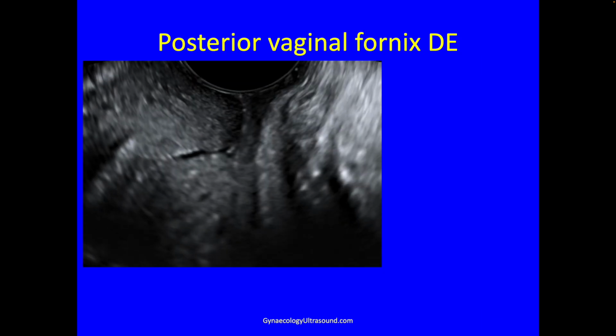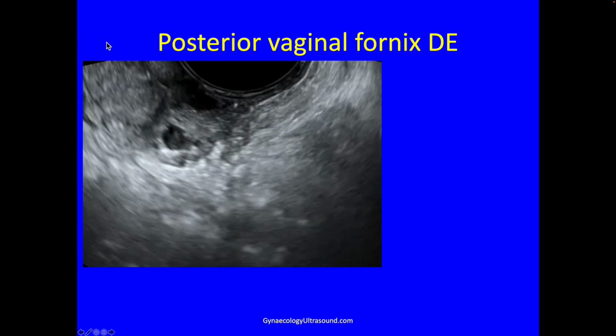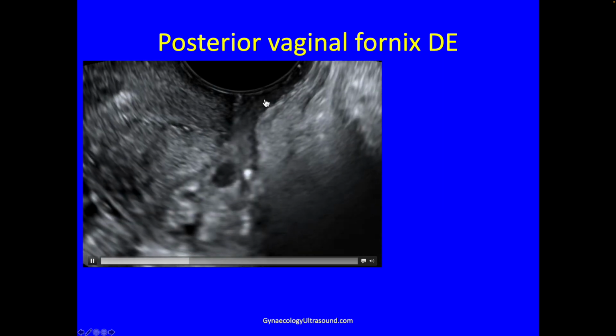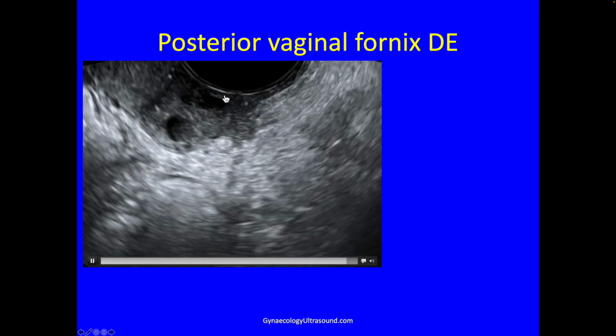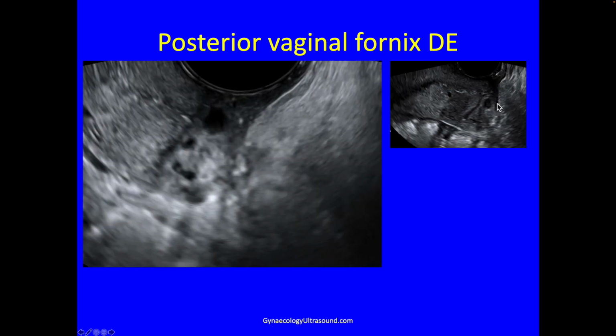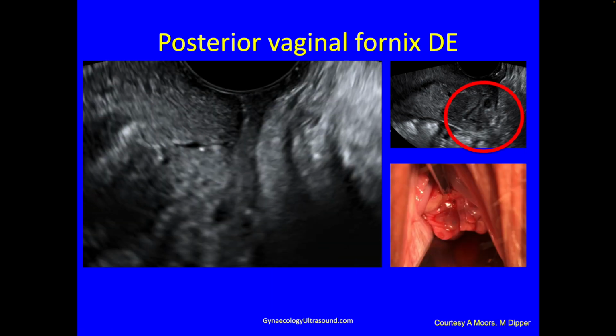So what does deep endometriosis look like in this fornix? I'm pushing the cervix out of the way, going into the posterior fornix. That's normal vagina, normal. And here is this nodule of deep endometriosis in the posterior vaginal wall. So it's this nodule that we're looking for. And of course on speculum examination it would look like that.